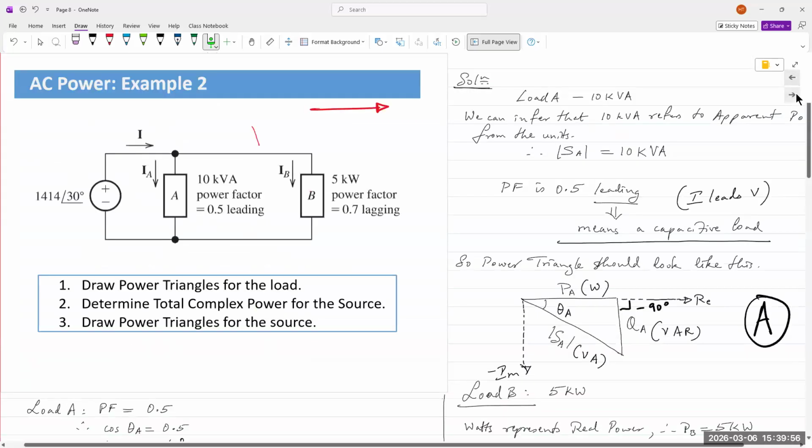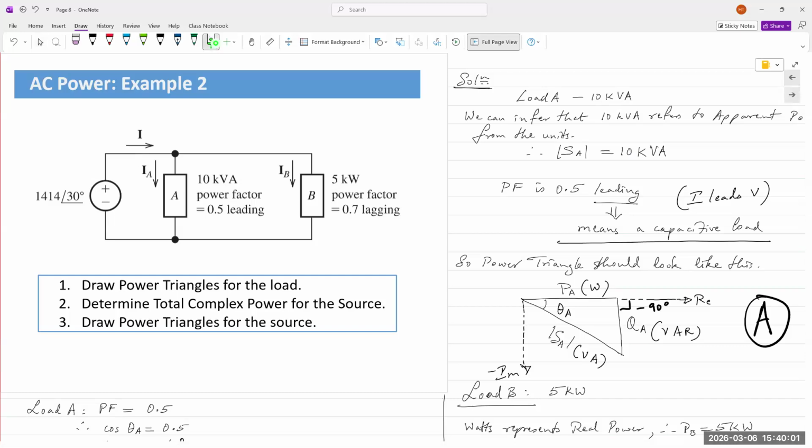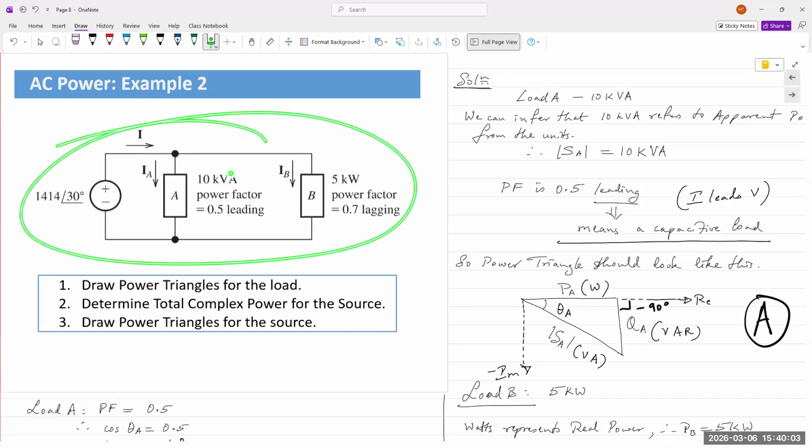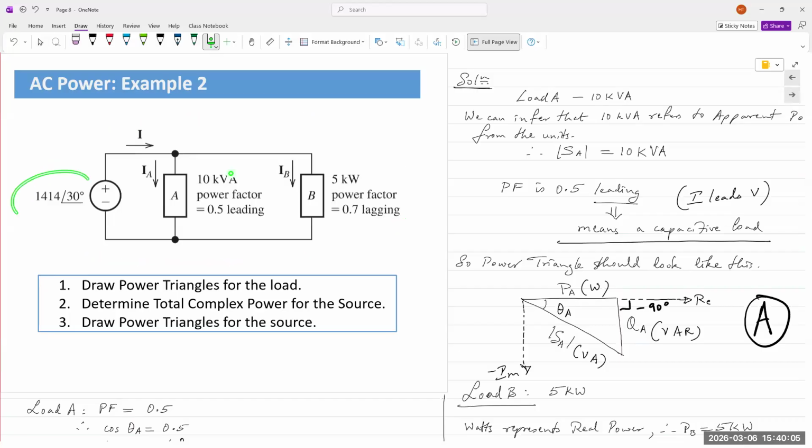All right, example 2. In example 2, we are not provided with a circuit. We are simply provided with a schematic of a system. That system has a source and it has two loads, A and B. The questions being asked are to draw power triangles for the loads, determine the total complex power for the source, and draw the power triangle for the source. So power triangle, power triangle, power triangle. That's what we need to do. We need to draw three separate power triangles.